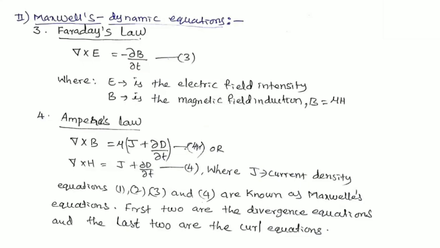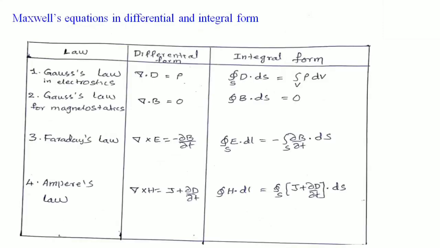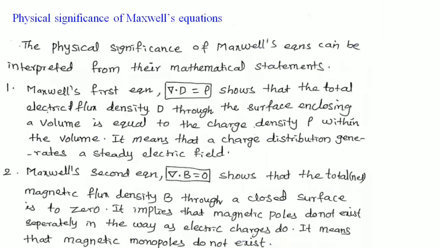So equations 1, 2, 3 and 4 are known as Maxwell's equations. The first two are divergence equations or static equations, and the last two are the curl equations or dynamic equations. So, Maxwell's equations in differential and integral form. Yesterday, I discussed up to here. Is it clear? Okay. So today, I am going to discuss the physical significance of Maxwell's equations.